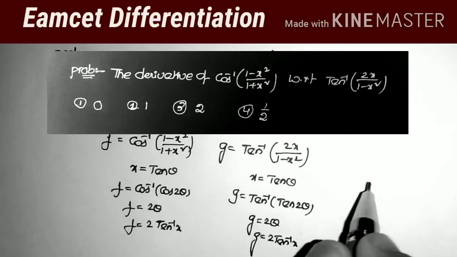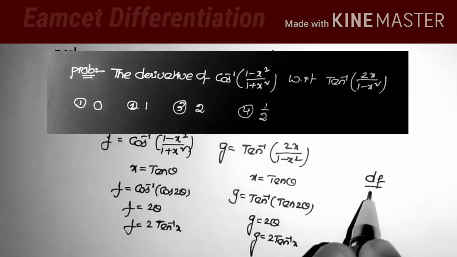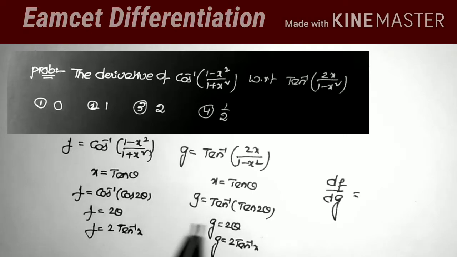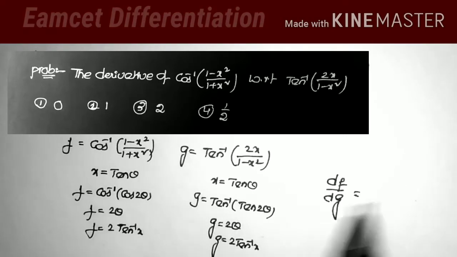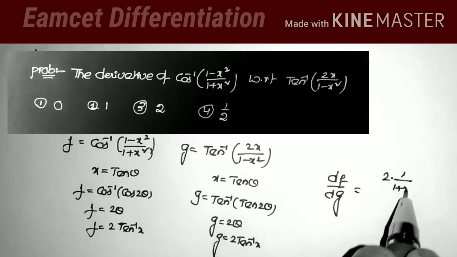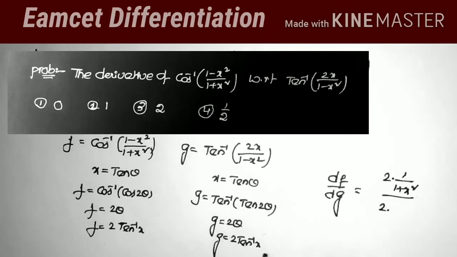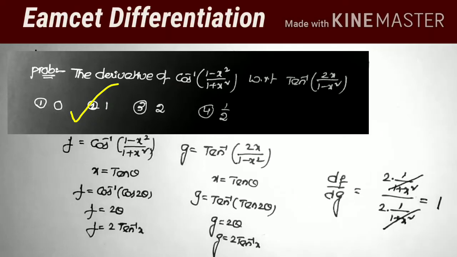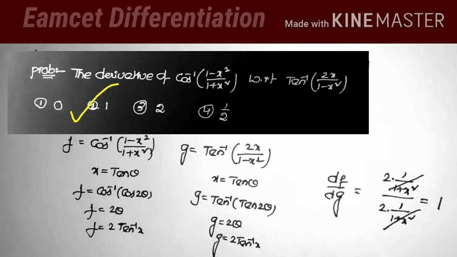Now what we want is the derivative of the first function with respect to the second function, that is nothing but the derivative of the first function by the derivative of the second function. So 2 into the derivative of tan inverse x is equal to 1 by 1 plus x square, and 2 into the derivative of tan inverse x is equal to 1 by 1 plus x square. Now the two terms are cancelled, so the answer is equal to 1. That is the second option.